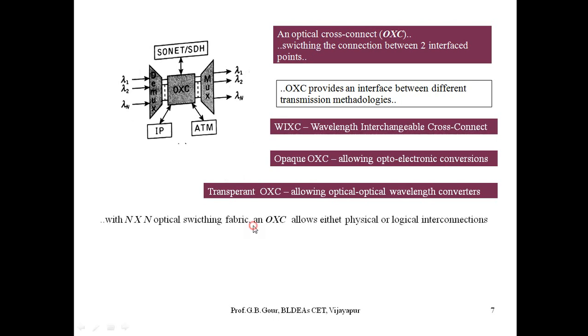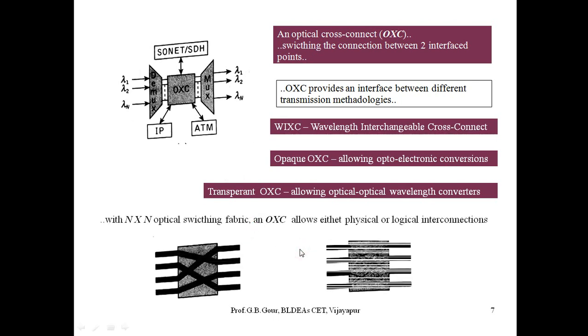Because of this, there are two variations we have seen, either physical or logical. In physical we can allow only one input to one output at a time, whereas in logical interconnection we can allow more than one input to combine at any desired particular outputs here.